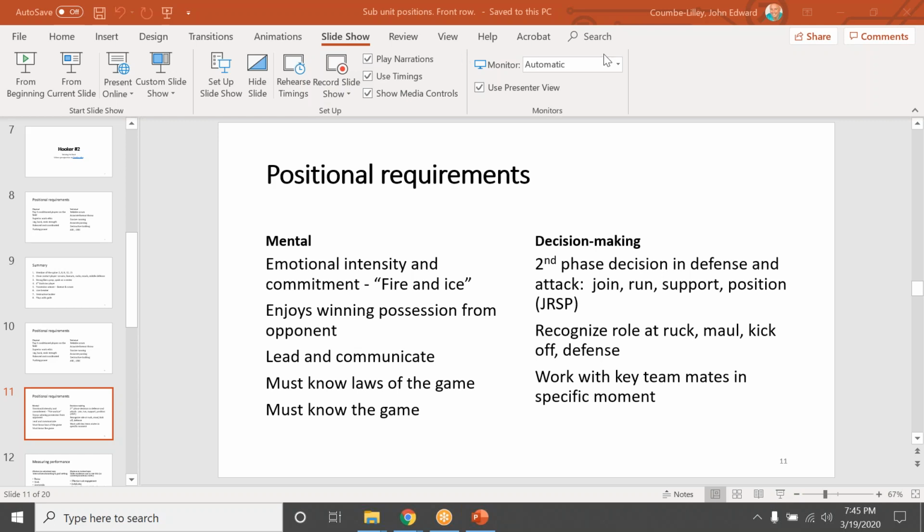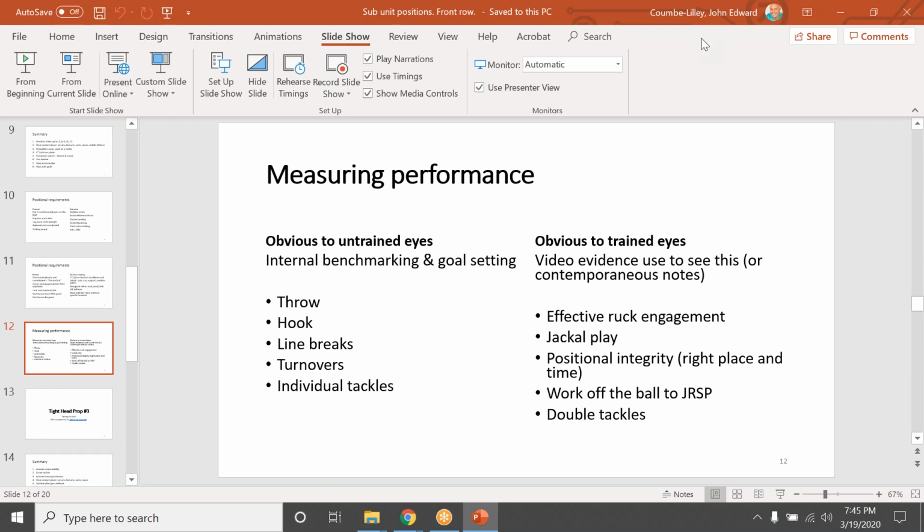I want to just pop on here a little bit to measuring performance. There's the things that the untrained eye sees, that's the obvious stuff, but then there's the other things. And so you see here jackal play. For a hooker, they might not get to the second phase, but they're going to get to the third phase. So can they be a turnover specialist for us? For us, we have specific positions that focus on turnovers, right? 12, 6, 7, 8, and 2.